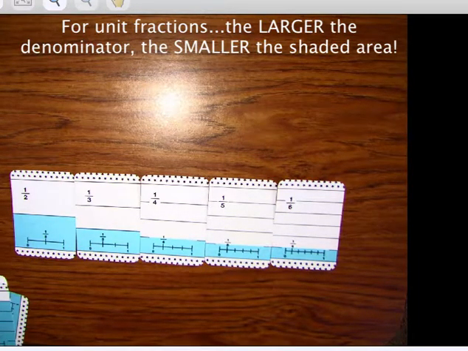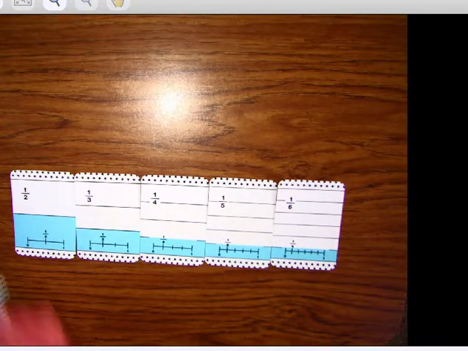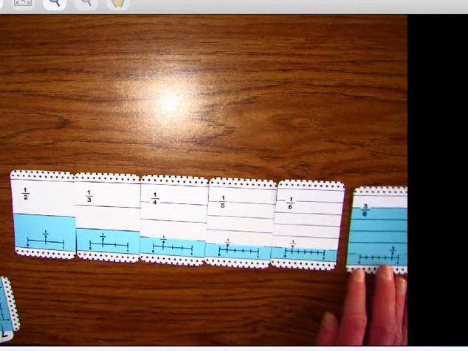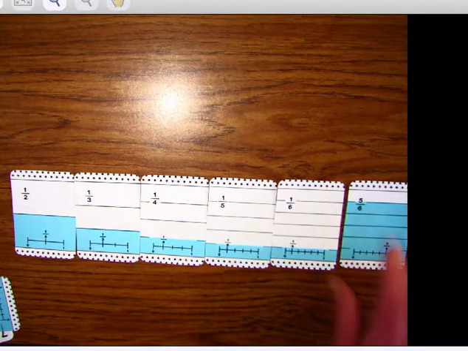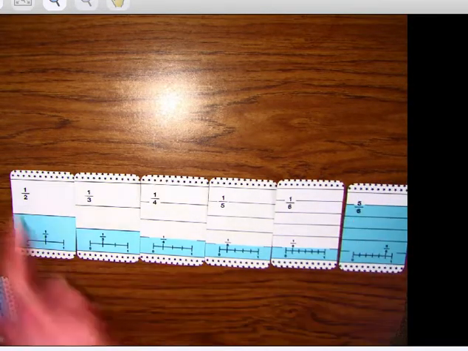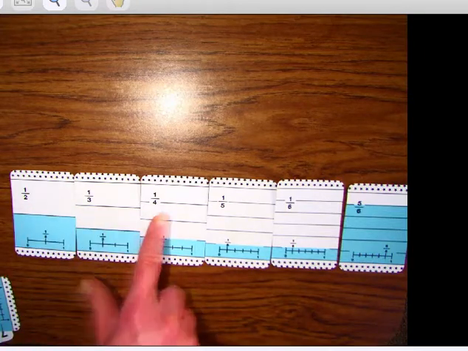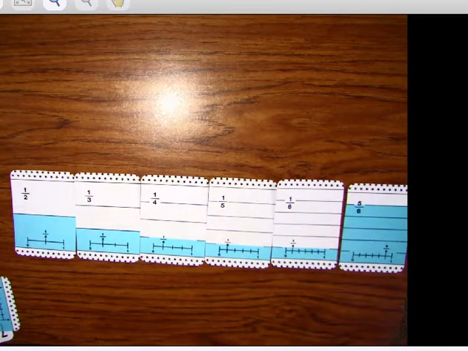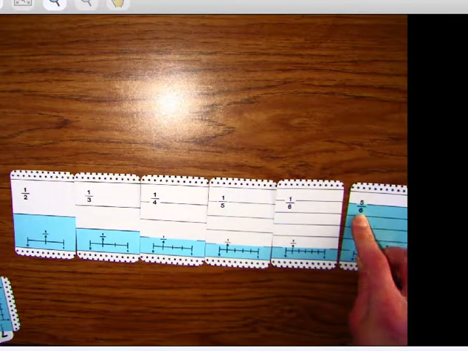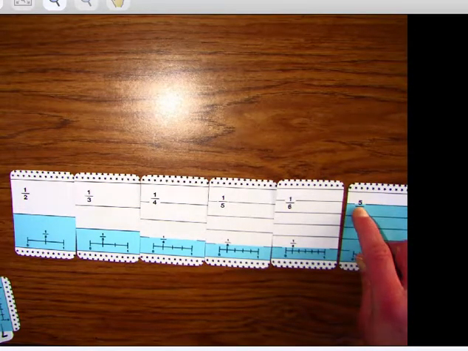Now this is important to remember that this only works with unit fractions, because if I showed you a card like 5/6, the numerator is big compared to 2, 3, the denominator is big compared to 2, 3, 4, but look how big that shaded area is now. And that's because this is not a unit fraction, because the numerator is greater than 1.